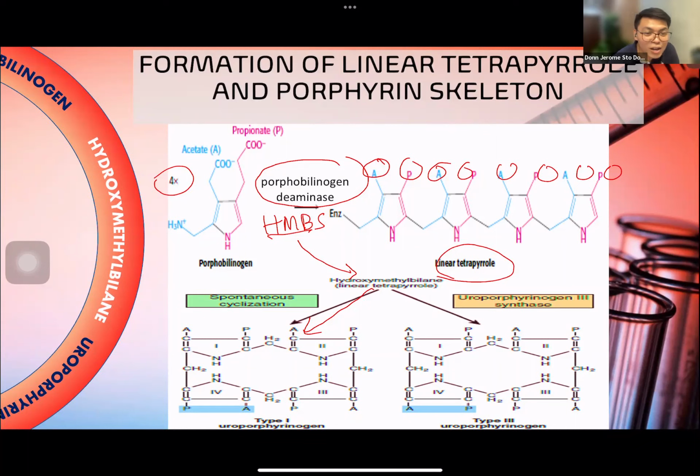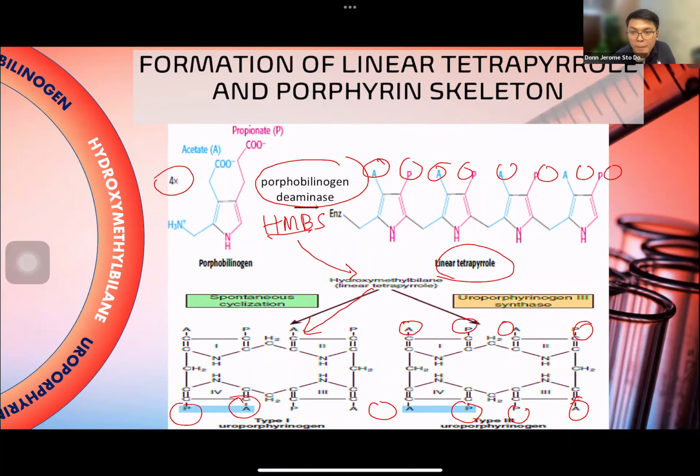Okay, so correct. Thank you. It's the presence of an asymmetric side chain on ring. Kailangan specific on ring D, or the 4th ring. Totoo ba yon? As we can see here, acetate propionate, acetate propionate, acetate propionate. Sa ring D, baliktad na. Propionate, acetate. Nasusundan? While in the spontaneous cyclization, it contains a symmetric side chain.